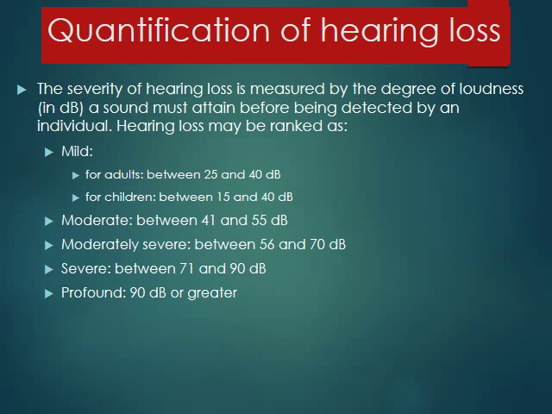How are we going to quantify hearing loss? The severity of hearing loss is measured by the loudness of the sound before it is detected by an individual. So you test the ears of an individual by introducing sounds of different loudness. Hearing loss may be ranked as mild for adults between 25 to 40 decibels, and for children probably between 15 to 40. Severe is around 70 to 90 decibels, and profound is 90 decibels or greater.